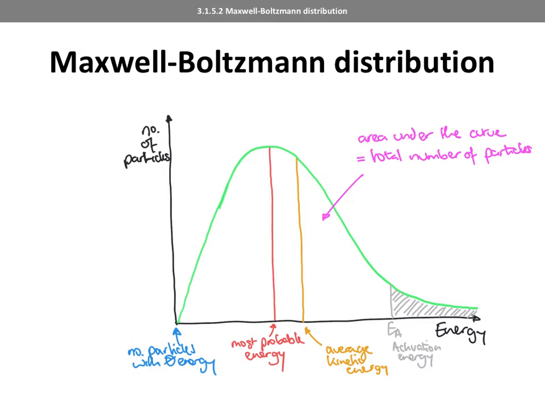Now, when you did rates of reaction at GCSE, you looked at various factors that affected rate, and one of those was temperature. If you increase the temperature, you increase the kinetic energy of the particles. So you're increasing the proportion of particles with the activation energy or greater, and by increasing the velocity of the particles, you're also increasing the frequency of collisions. So we're going to look at that a little bit more closely now.